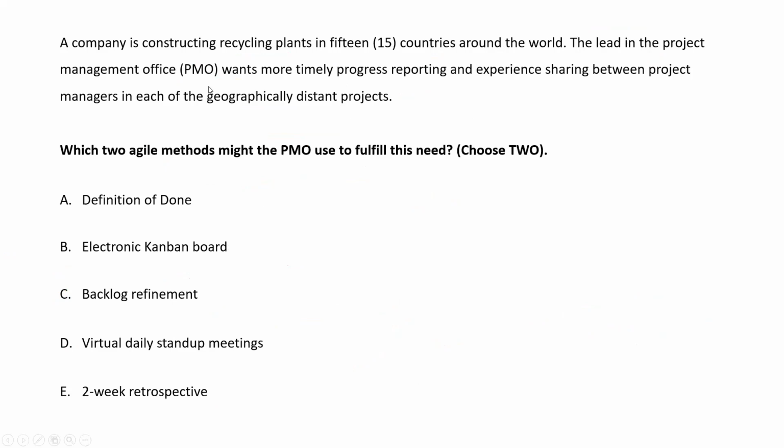Great. Next. A company is constructing recycled plants in 15 countries around the world. The lead in the PMO wants more timely progress reporting and experience sharing between project managers. Reporting means reports, and experience sharing means lessons learned between project managers in each of the geographically distant projects. Which two agile methods might the PMO use to fulfill these things?